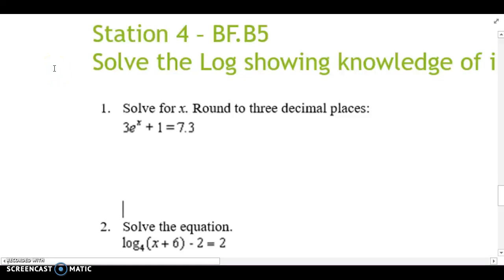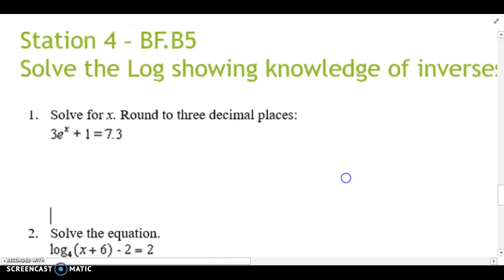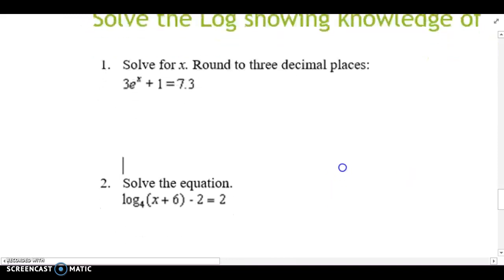So now we're doing BF.B5, solve logarithm showing the knowledge of inverses. Or, we could actually just have a question that says find the inverse as well. I like these ones a little better, so that's why I picked them. So we're going to solve for x, we're going to round to 3 decimal places, and then we will check our answer. So here we go.